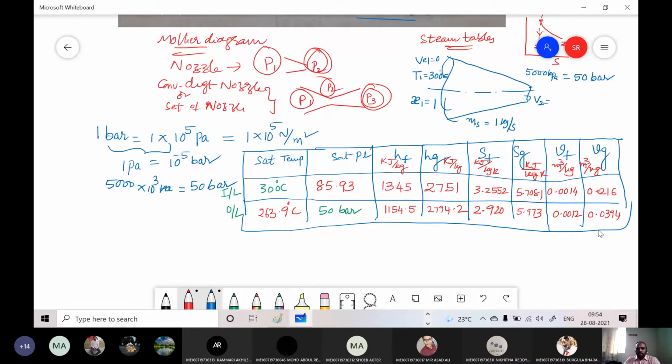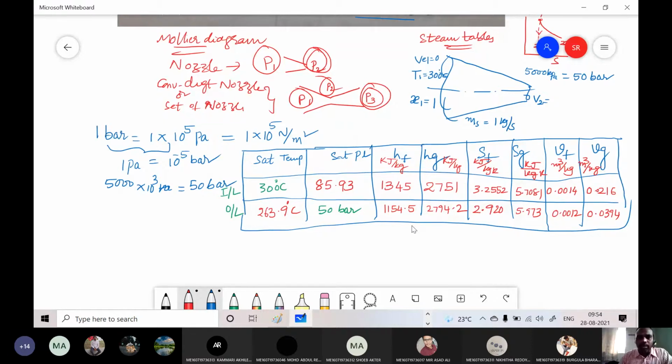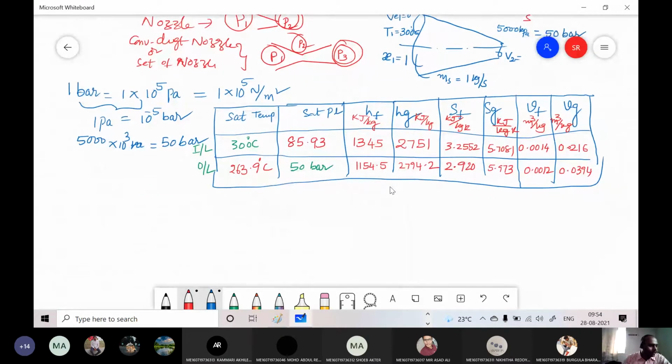Any doubt in getting these values? Sometimes he will mention these values in the problem itself, or sometimes you need to copy them from the steam table correspondingly. Now next, we will first calculate the quality of the steam at the outlet condition.